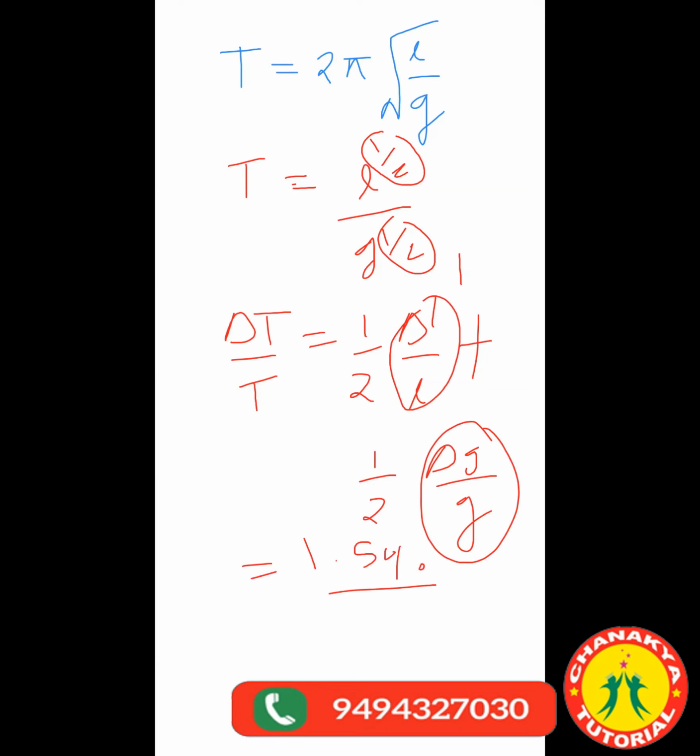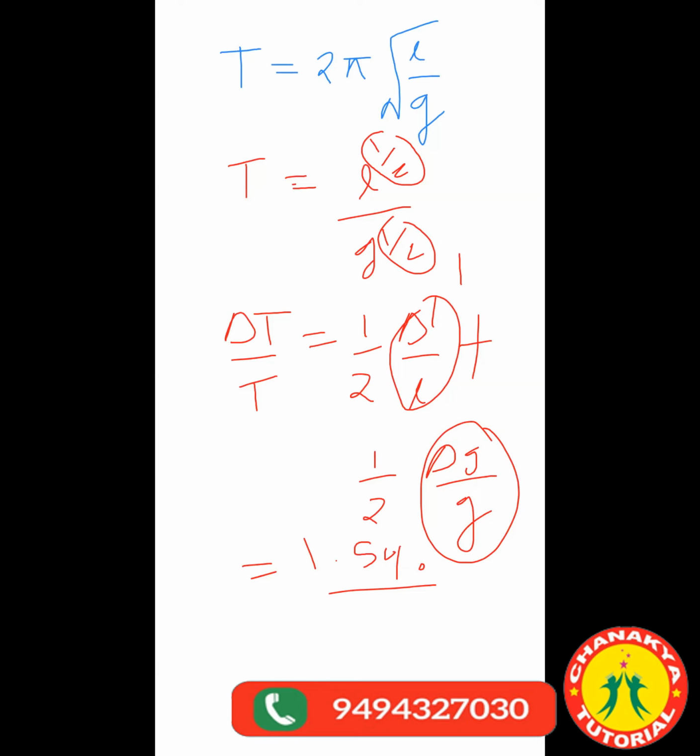Any doubt in this? No, sir. Okay. Similarly, they will ask the error in anything, like they'll give you the error in velocity and ask what is the error in kinetic energy, or they will give you the error in momentum and ask the error in kinetic energy, or there may be an error in some other quantity. There are many formulas in physics you study, so you should know the formula first, then use it appropriately, and then calculate.